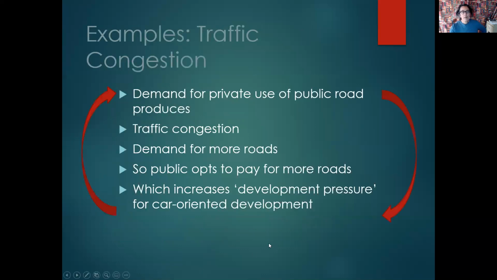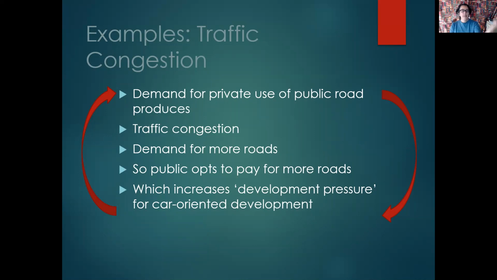So Hall-Smith talks about traffic congestion as being an excellent example of this. If there's a road, and people are moving to the outskirts, and so there is increased demand on that road, private use of the public road, until the state of traffic congestion, and everyone is saying, we need a bigger road, we need a bigger road.